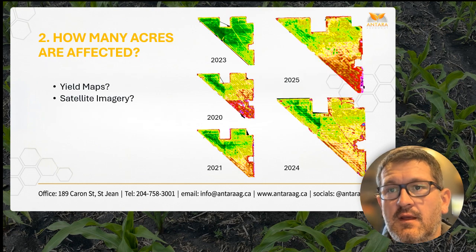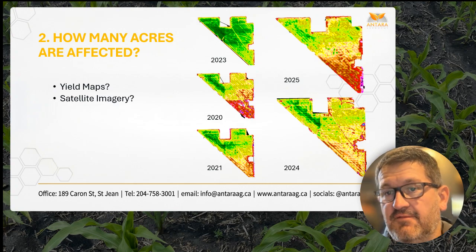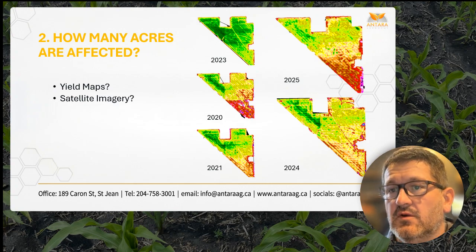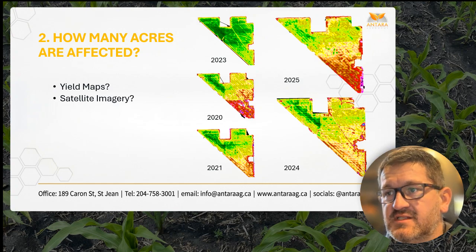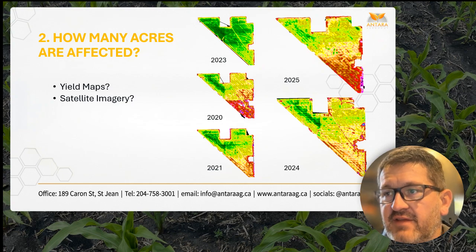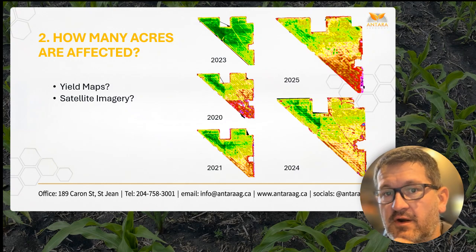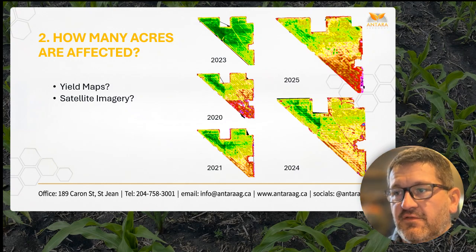The next step is to identify how many acres are affected. Usually it's a significant amount of the acres. To do this, we can go to yield maps if the farmer has them, or satellite imagery. You can see an example here of a field. There's 5 years of satellite imagery, and they're showing repeatable patterns. The lower part of the field was the part the farmer is concerned about, and it shows up in 2025.